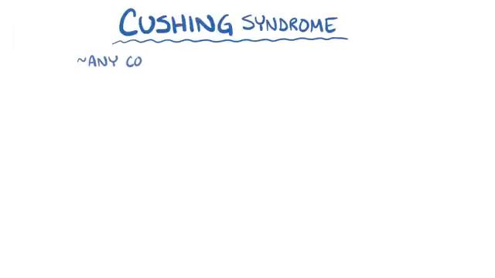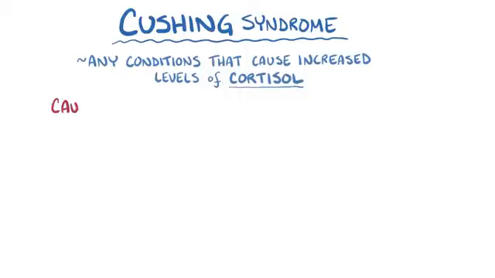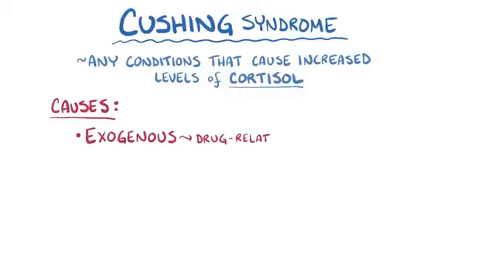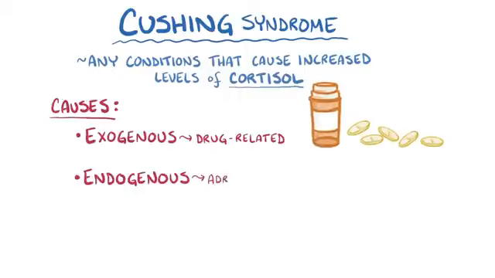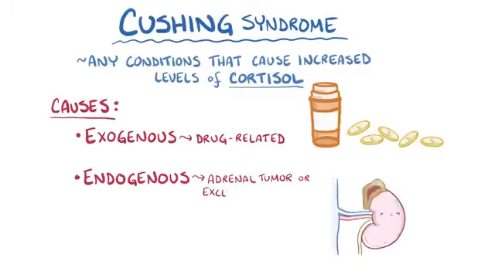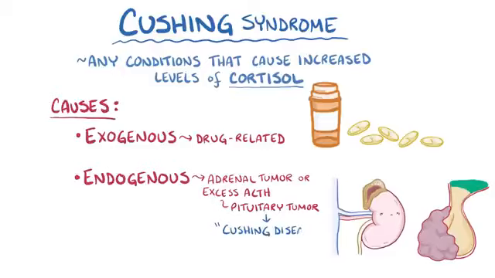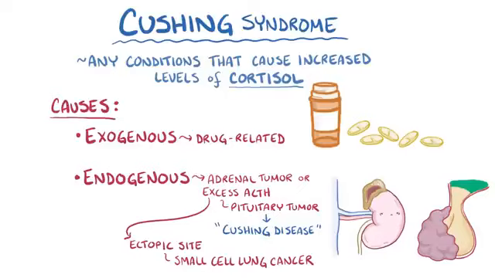Alright, as a quick recap, Cushing syndrome is any condition or situation that causes increased levels of cortisol. It can be exogenous, meaning drug-related, or endogenous, meaning that it's from an adrenal tumor or excess ACTH from a pituitary adenoma, in which case it's called Cushing disease, or from an ectopic site like small cell lung cancer.